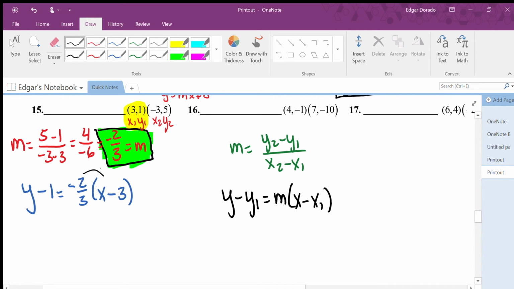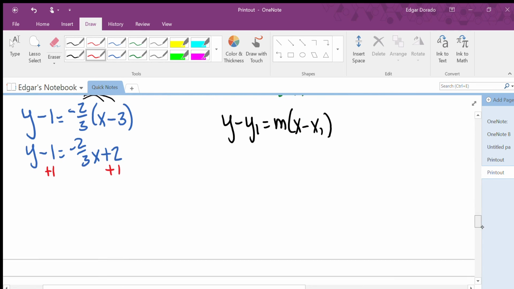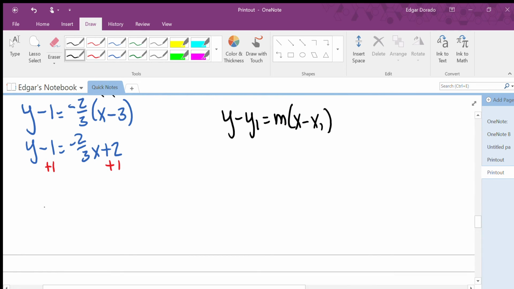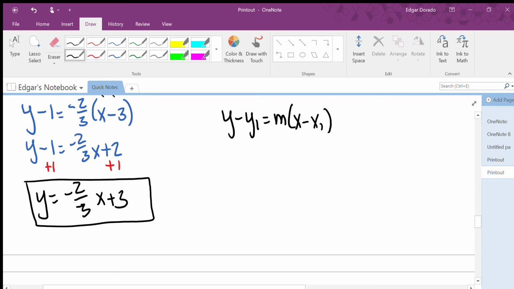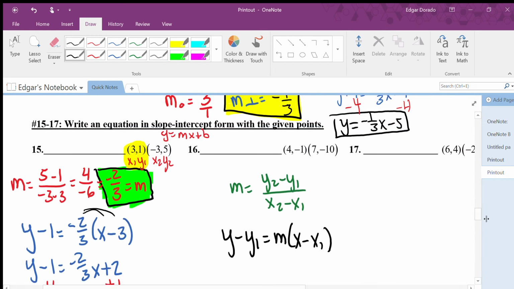Now I can distribute, and I'm going to get y minus 1 equals negative 2/3 x, and I believe this is a positive 2. Finally, just add the 1 over to the other side to get the y all by itself, and we get a final answer of y equals negative 2/3 x plus 3.